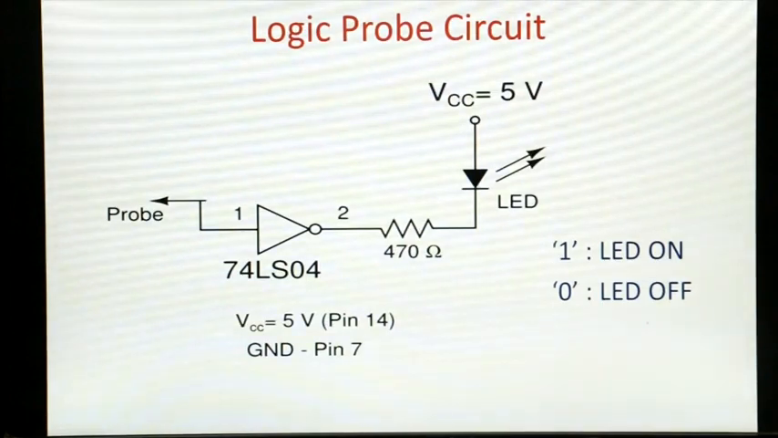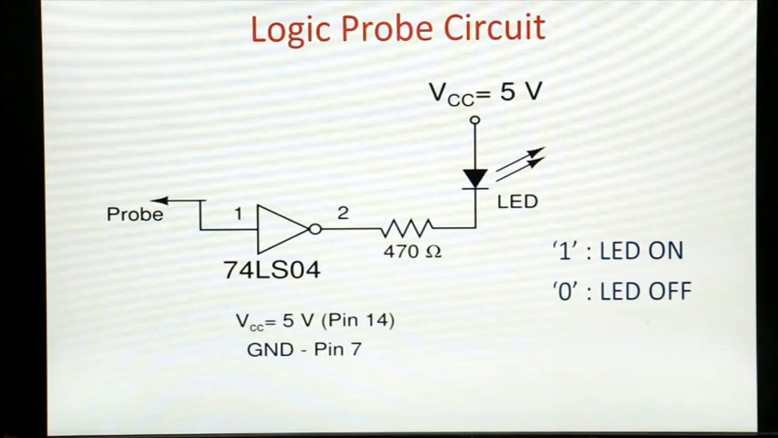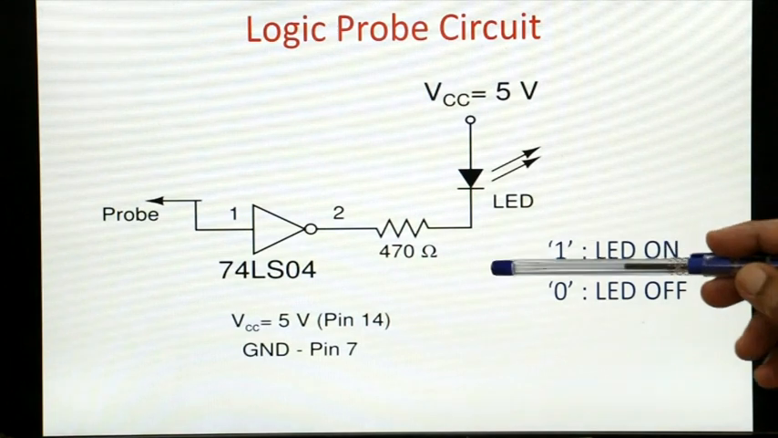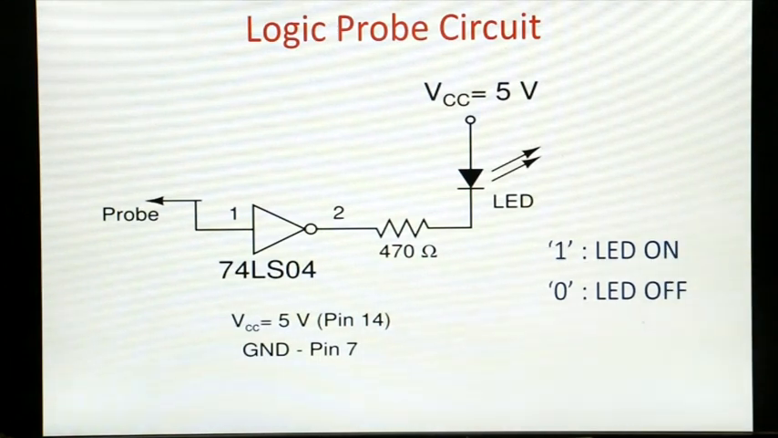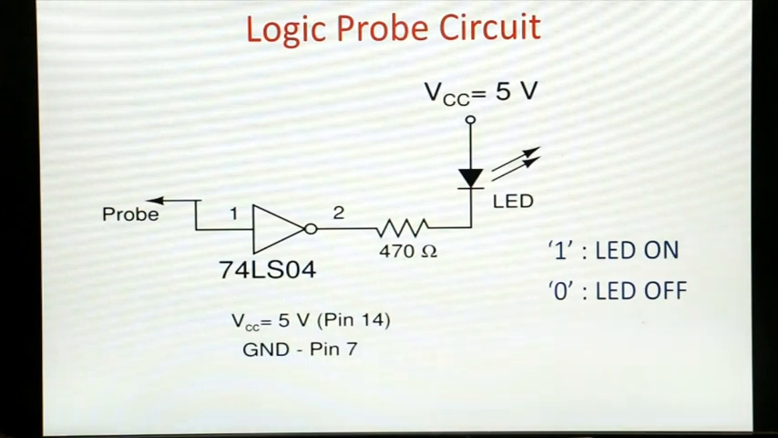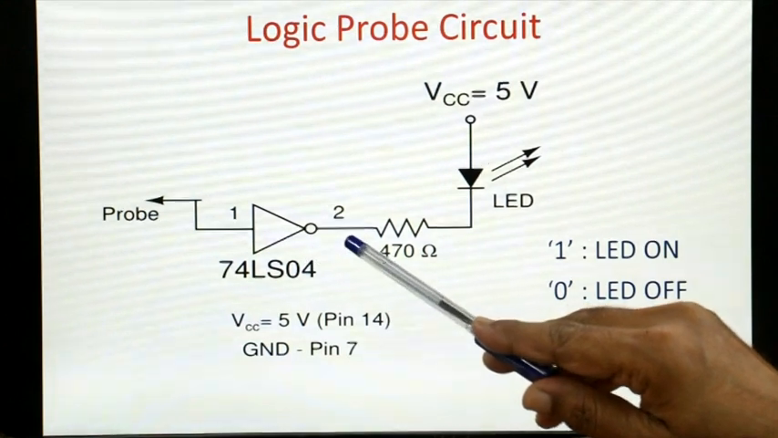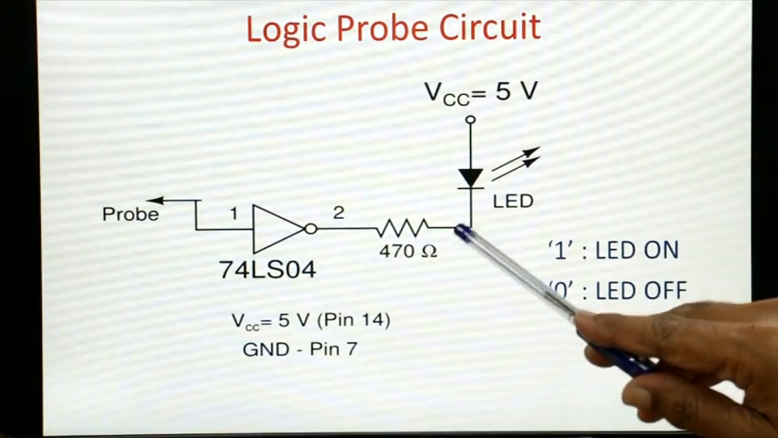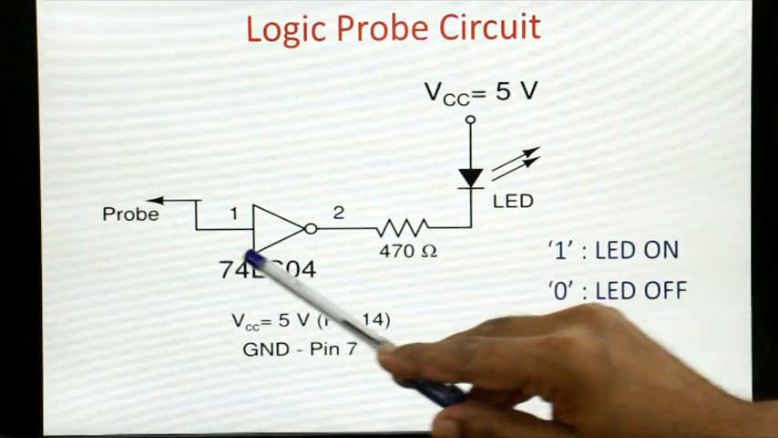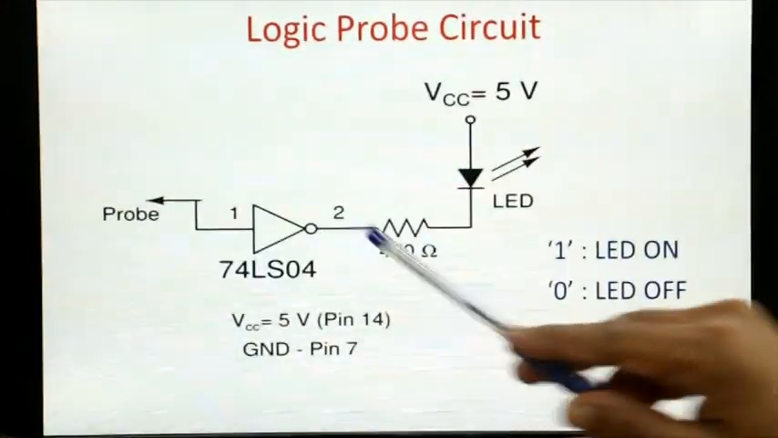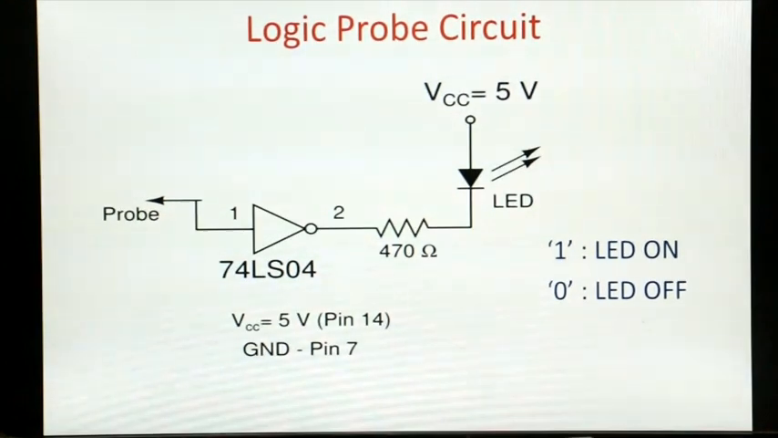So now we look at the logic probe circuit, which we used once again the previous time. We will use the same thing for testing the outputs of the JK flip-flop, which we are going to see. It's nothing but just a NOT gate whose output we connect through a resistance to an LED, so that when the input is high, the output will be 0 and the LED will be able to glow.